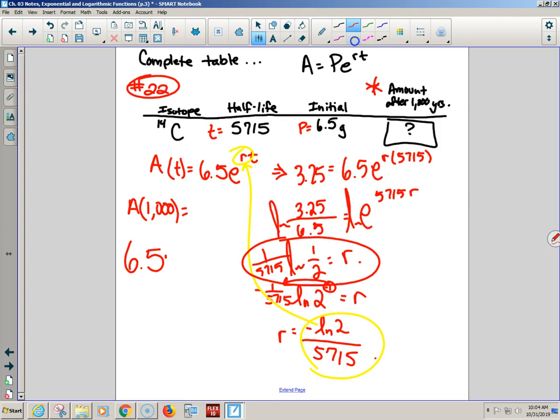But we would throw in that 6.5. We would throw in our negative ln of 2 all over the half-life of 5715, and we would throw in that 1,000. It's a simple plug and chug. Just be careful plugging and chugging. Oh, you got it? Sweet. What do you got? I got 5.75 or 76.